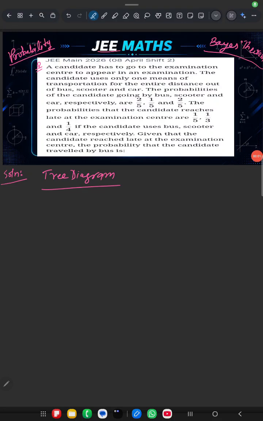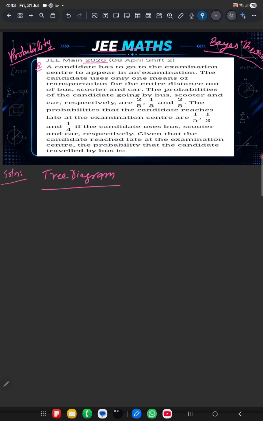Now this is a question from JEE Maths 2026, asked on 8th April, and it is an application of Bayes theorem from the probability chapter. The question looks so big. If you just look at the length of the question, you may want to skip it, but it is not so. It is a very short, 1 or 2 minute answer. As I have already explained Bayes theorem and tree diagrams, let us understand the question.